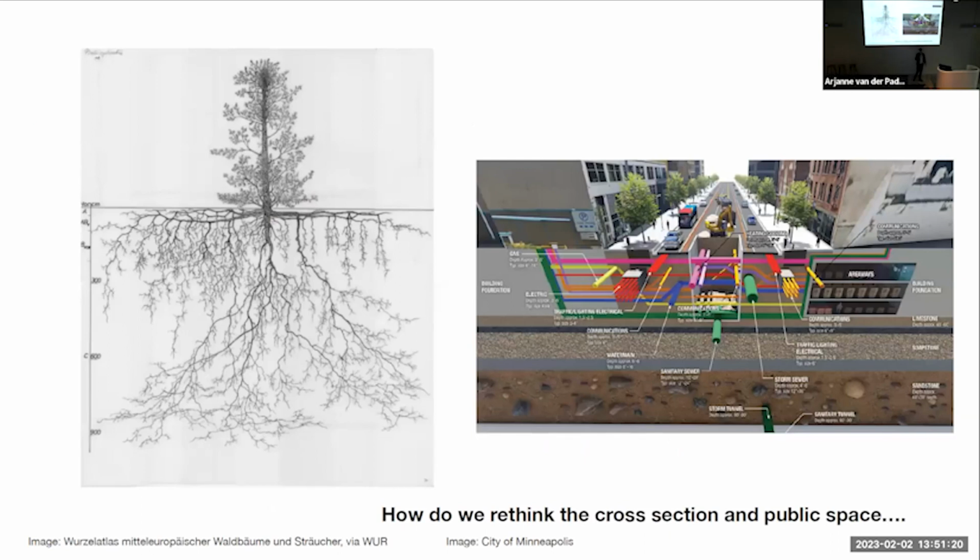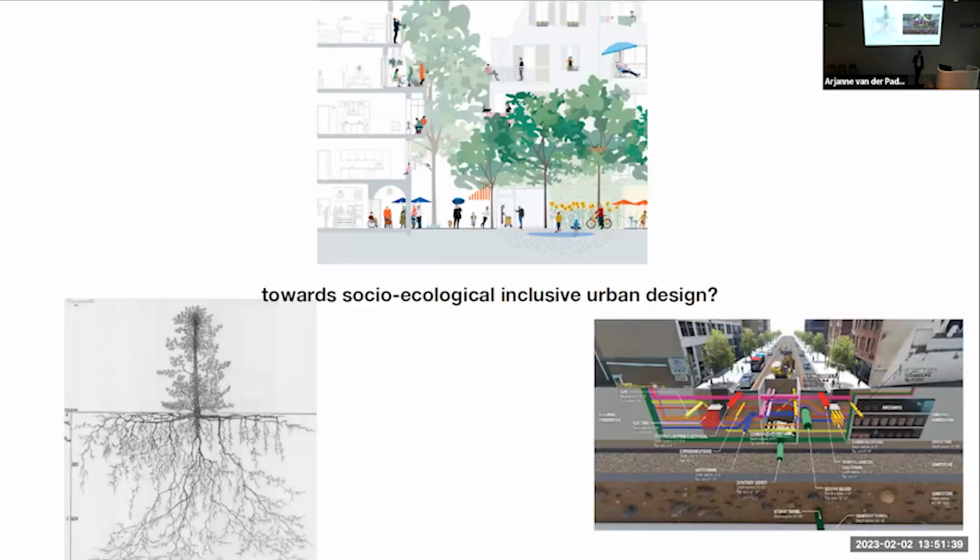So our question to the students was, how do we rethink the cross-section of public space to make it inclusive of those non-human beings that are part of cities, trees, and leave space for the roots and for all the, let's say, microorganisms and the healthy soil that is needed for them to live. And find the right balance between the idea of the social and the environmental, but also the technological part of infrastructure.